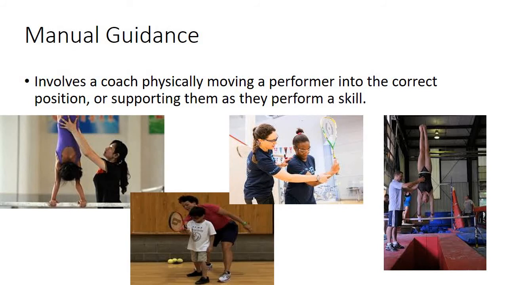Okay, the next type of guidance is manual guidance. And this involves a coach physically moving a performer into the correct position or supporting them as they perform a skill. And you can see in these 4 pictures we've got examples of manual guidance. We've got some gymnastics and some racket sports in the 4 pictures below.